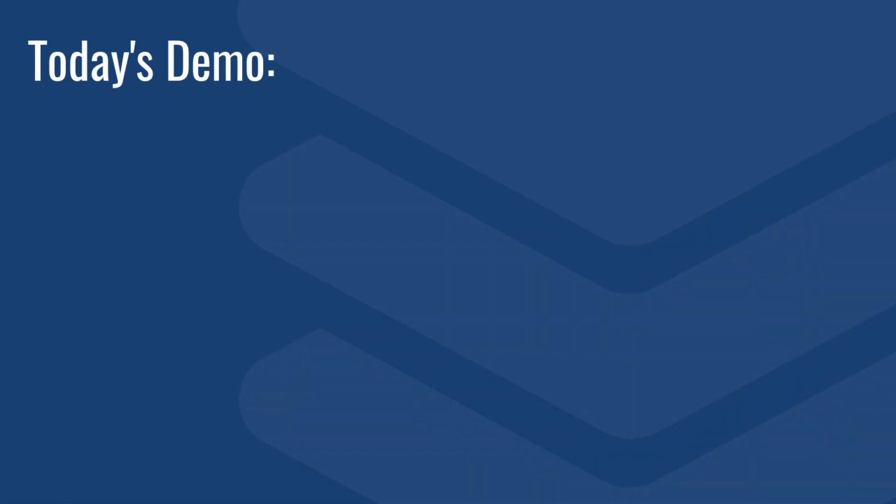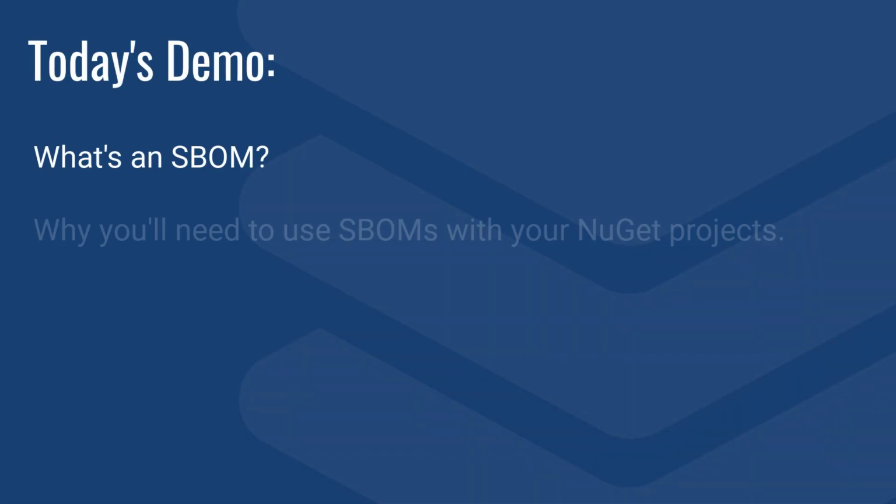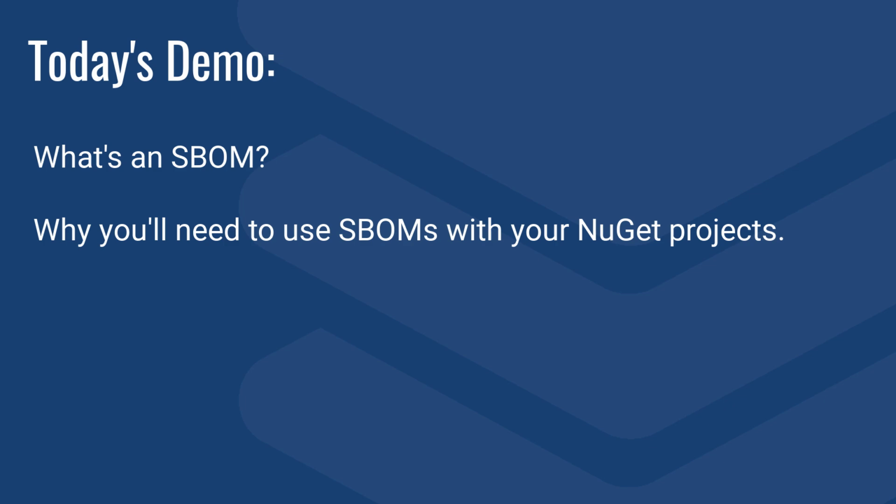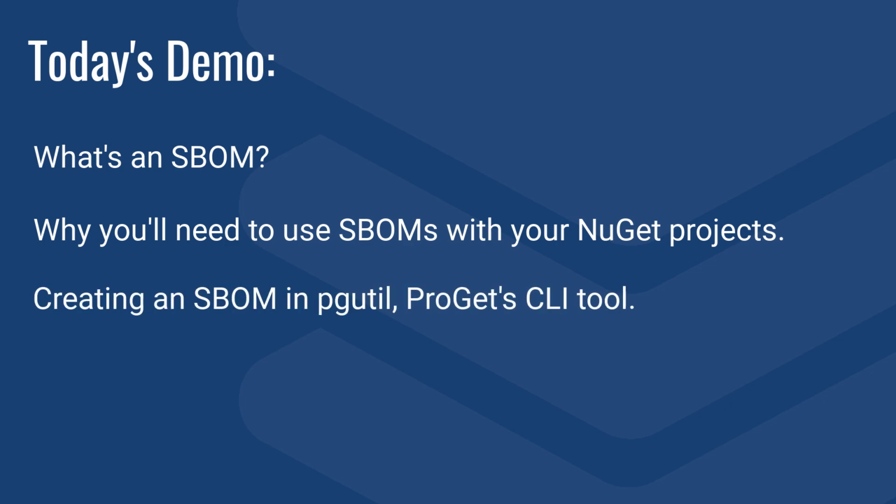Software bills of materials, or SBOMs, are becoming something that organizations need to deal with, but for devs, they aren't exactly the most practical way to track the dozens of transitive dependencies pulled in by each of your NuGet packages. Still, SBOMs aren't just busy work, since auditing each dependency will save a lot of headaches during security reviews and when regulatory compliance is required. So today I'm going to cover the following: what's an SBOM, why you'll need to use SBOMs with your NuGet projects, creating an SBOM in pgutil, ProGet CLI tool, and SBOM best practices.